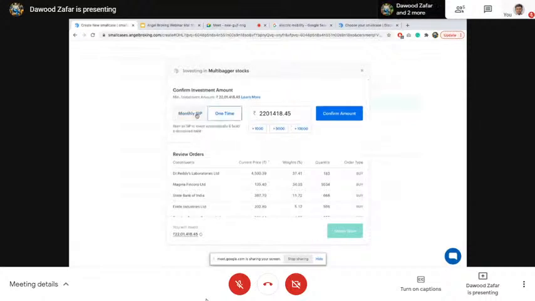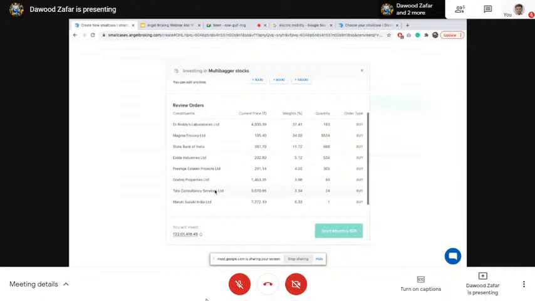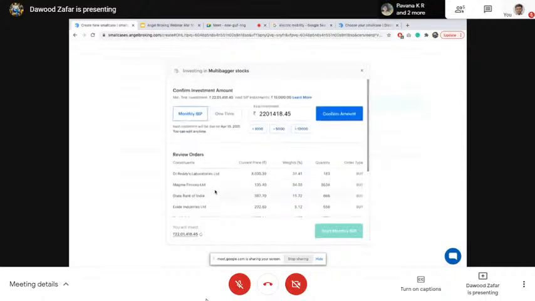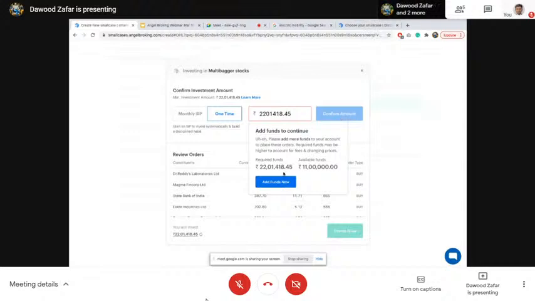You can start with a one-time or a monthly investment. Because I'm creating this smallcase and I believe this will work, let me do a monthly SIP. As I have already shown the SIP flow, let me show one-time investment. So it is asking me to add funds. Okay.